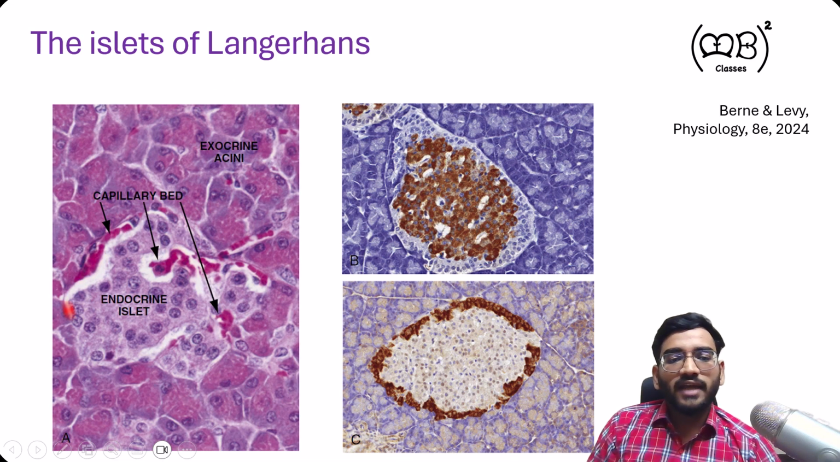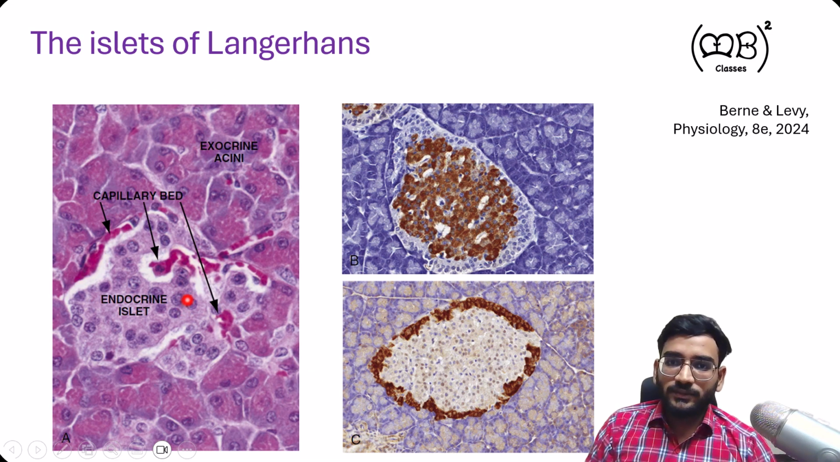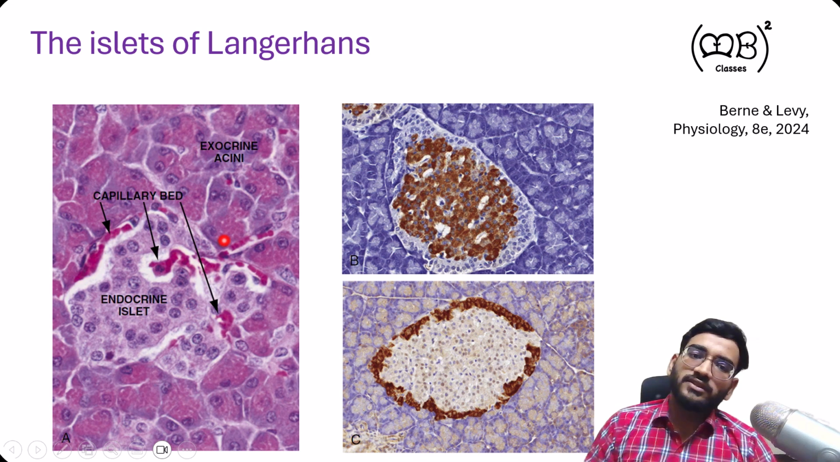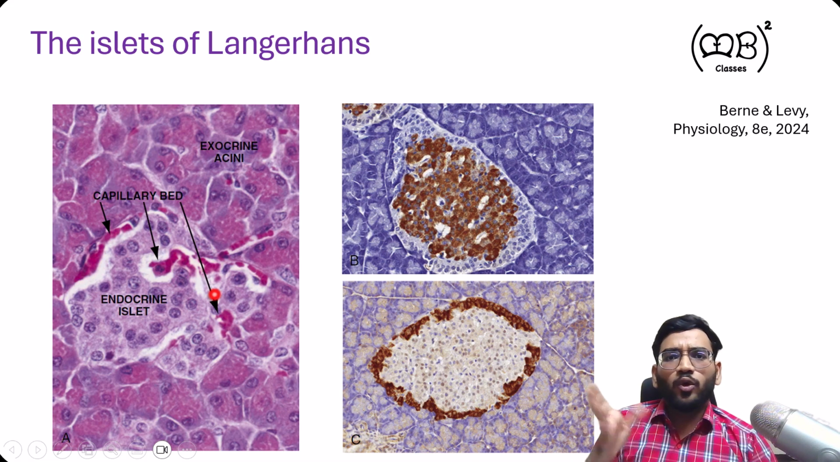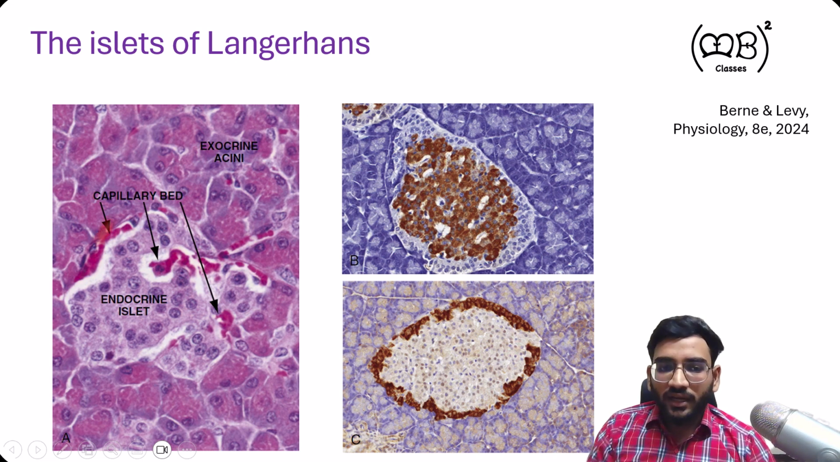Isle of Langerhans is the endocrine group of cells which are present in the pancreas. So there are two groups of cells. There is exocrine acini and then there is endocrine isles. Endocrine isles take up about 4 to 5% or even less of the total pancreatic volume, and the endocrine isles are known as the Isle of Langerhans, and there are multiple cells which are arranged in the Isle of Langerhans in this fashion.